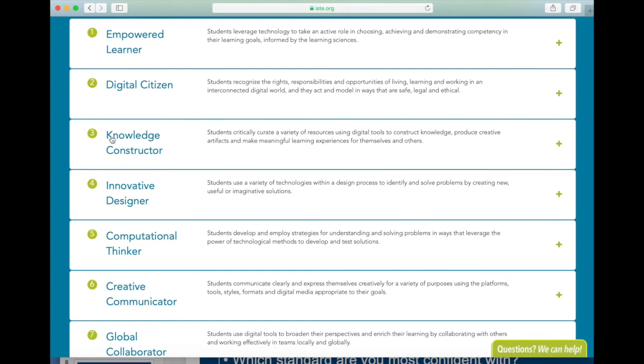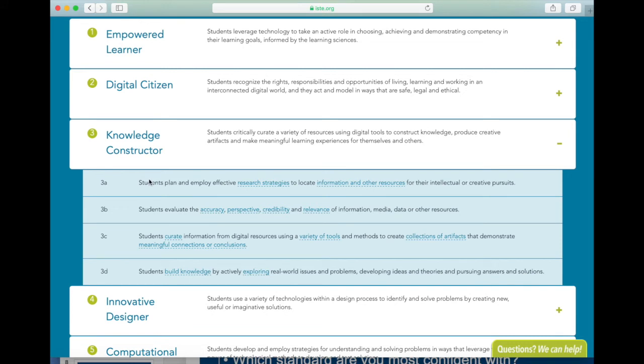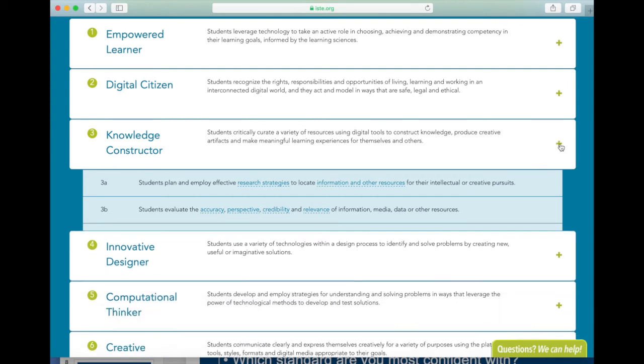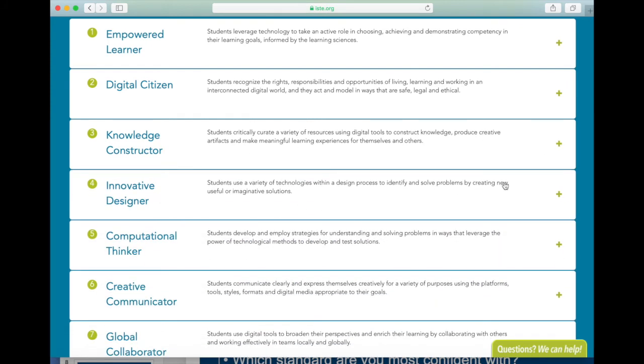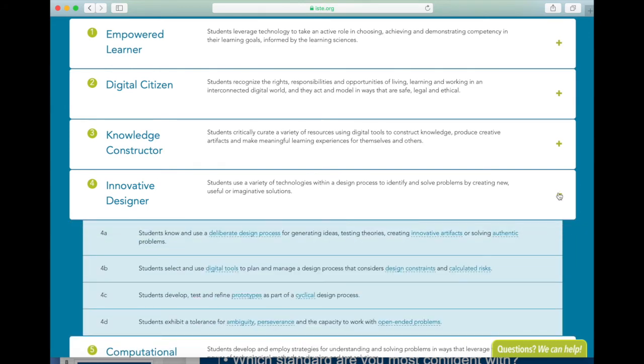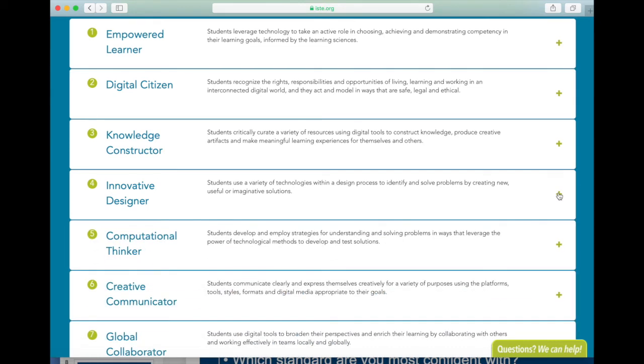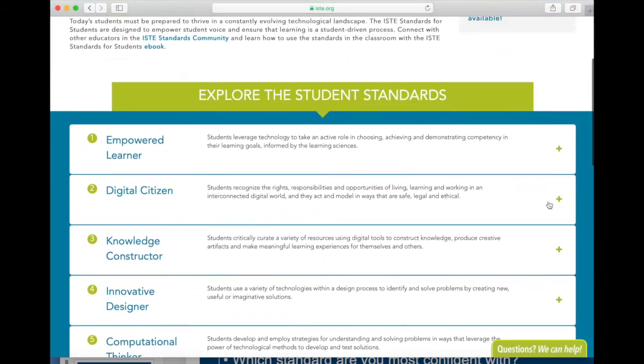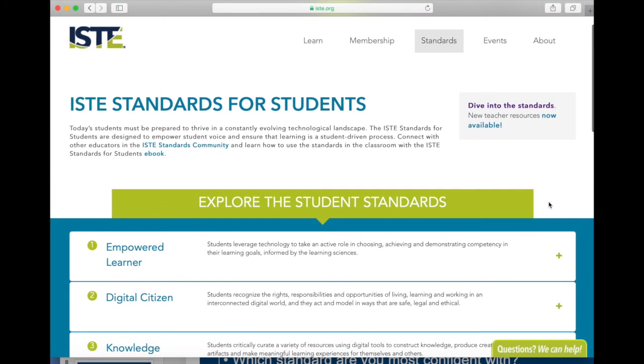And we'll keep going through knowledge constructor. We open it up. For example, here 3A, students plan and employ effective research strategies to locate information and other resources for their intellectual or creative pursuits. I want you to spend time just going through these, innovative designer, and looking at each one. And there's also some videos that go with each of these on YouTube, and I will give you the links to those as well. So spend some time now looking through the ISTE Standards for Students.